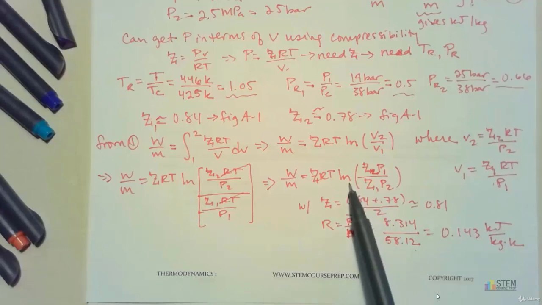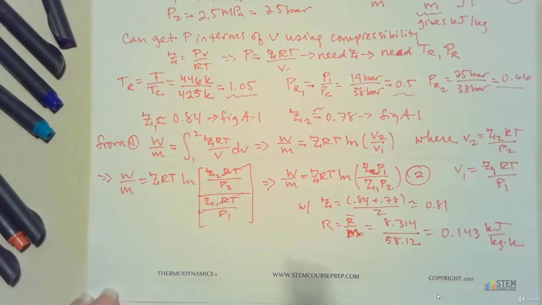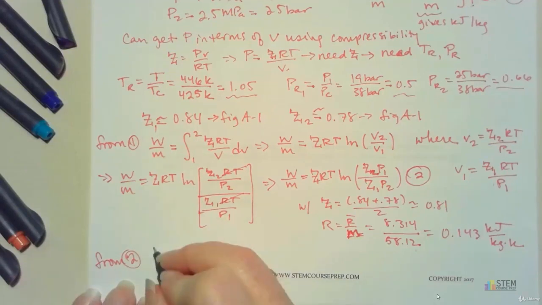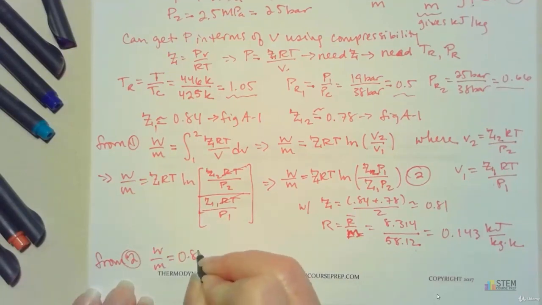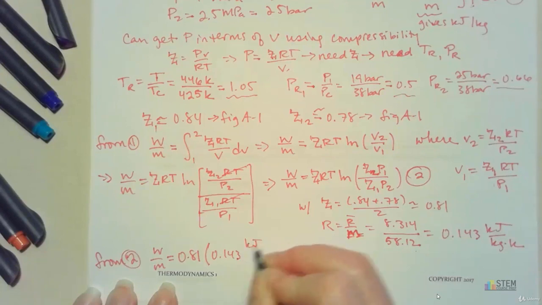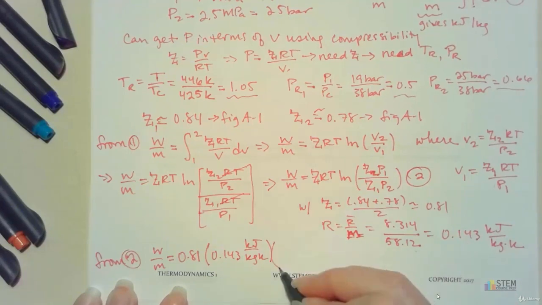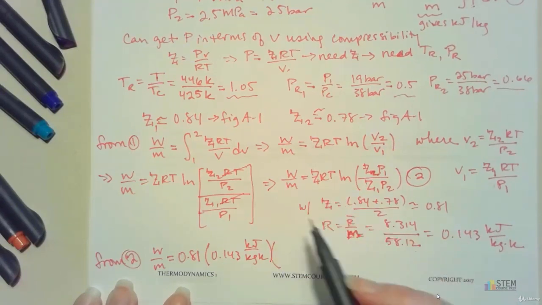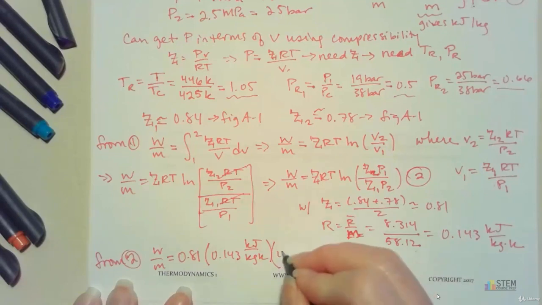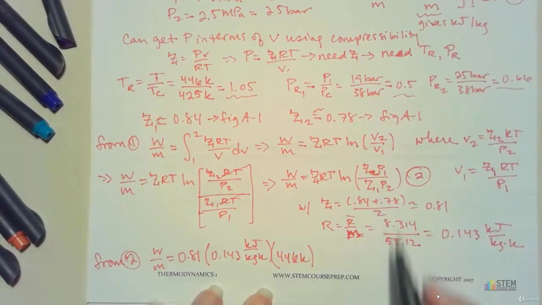All right, so we're right here on this equation here. Let's label this as equation 2. It's getting kind of complicated here with all this writing in here. So from equation 2, we're going to have W over M equals 0.81, no units on that, times 0.143 kilojoules per kilogram Kelvin. That's from R. Next, we need temperature. We had a constant temperature, remember, and temperature is 446 Kelvin. So plug that in. And then we're left with this natural log term.